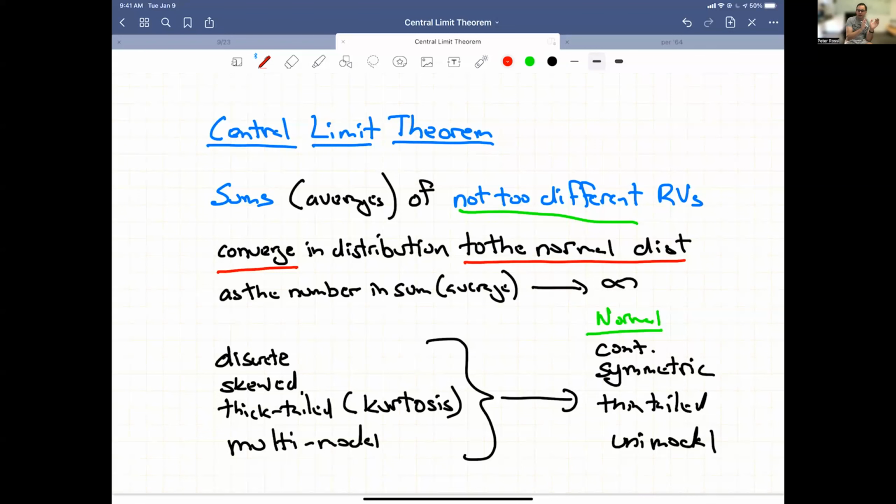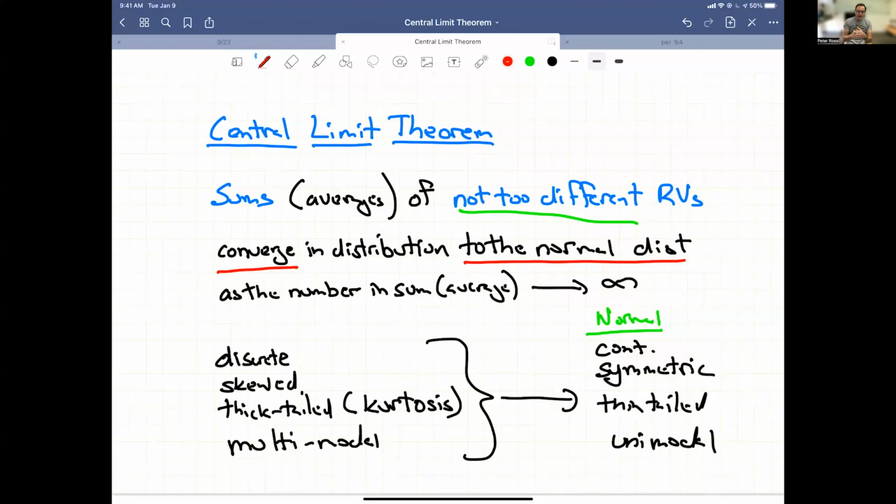In other words, taking something that's thick-tailed and making it thin-tailed. That trait of being thick-tailed is called by statisticians exhibiting kurtosis. So kurtosis is the condition of thick-tailedness. Kurtosis, kurtosis. So averaging can get rid of kurtosis.